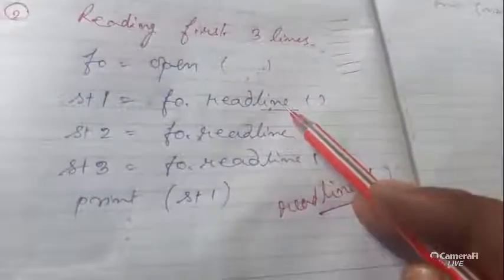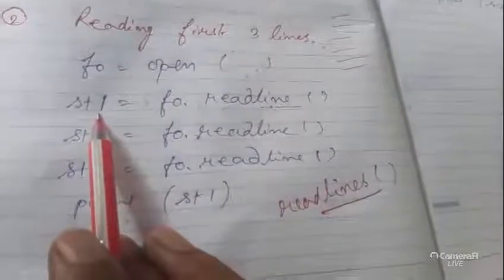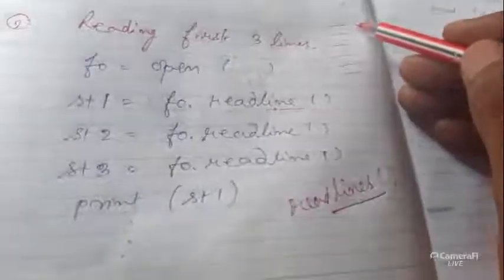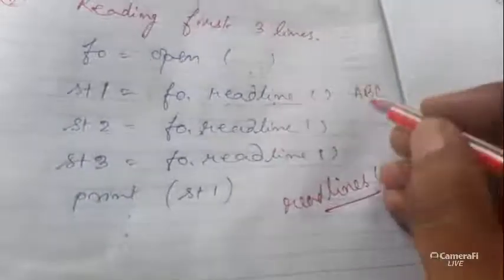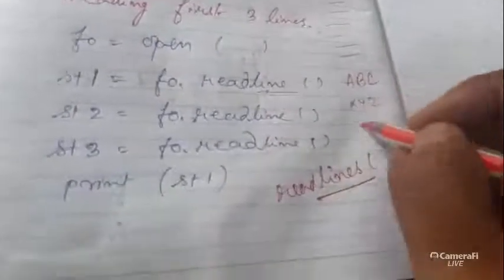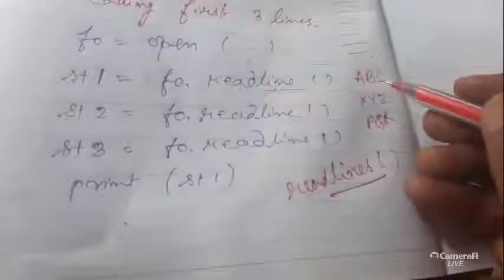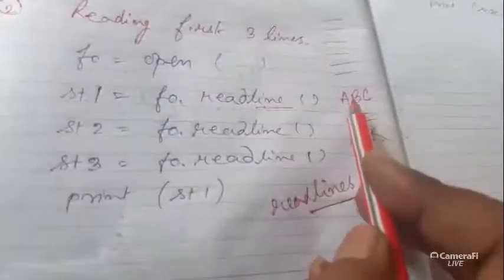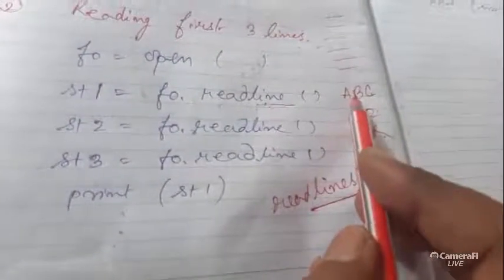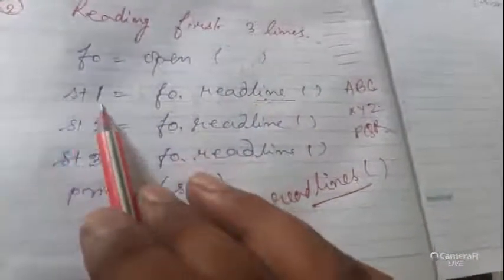Readline reads only one line at a time. So we use st1 equals fo dot readline. What will happen? It will fetch the very first line. For example, suppose the file is stored like ABC, XYZ, PQR. These are the three lines. By the code st1 equals fo dot readline, only ABC will be fetched, and ABC will be stored in st1 as a string.